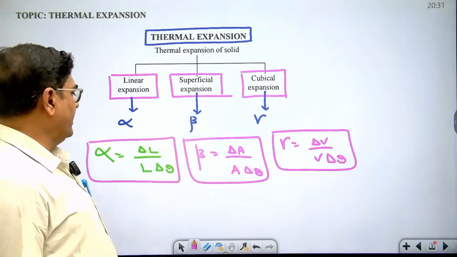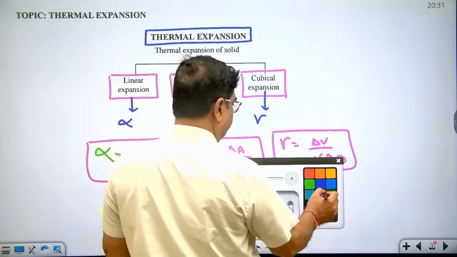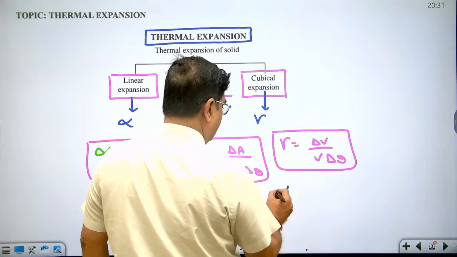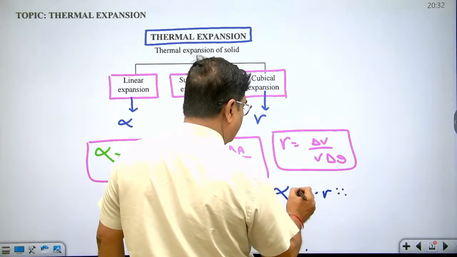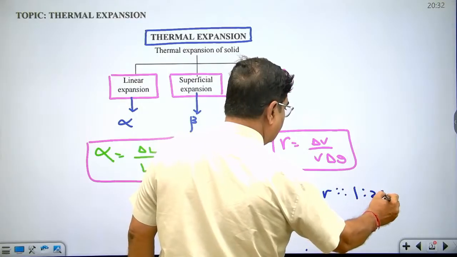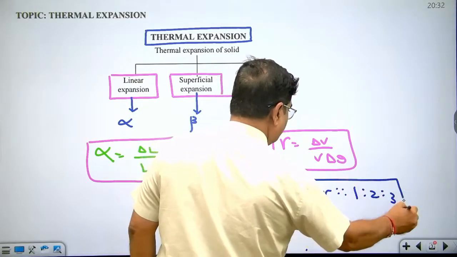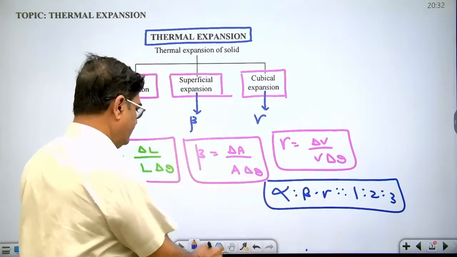And what is the relation between alpha, beta and gamma? Alpha is to beta is to gamma. The relation is 1 is to 2 is to 3. This is the relation.